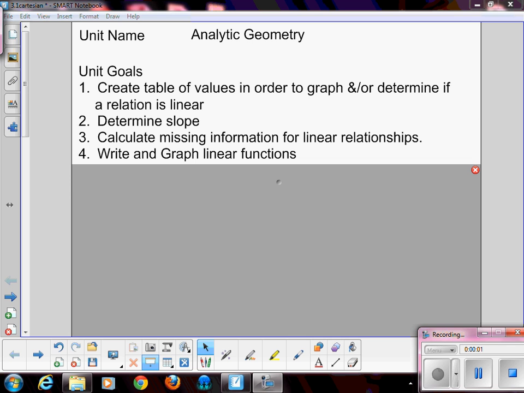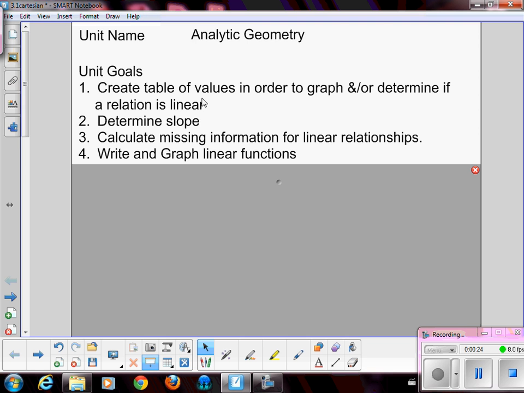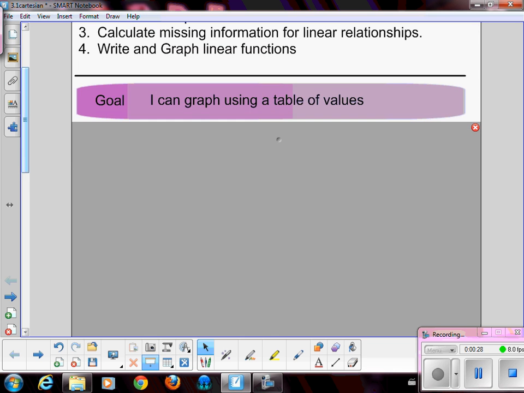This is Unit 3 and it's called Analytic Geometry. Our goals for this unit are to create a table of values in order to graph and/or determine if a relationship is linear, determine a slope, calculate missing information for linear relationships, and write and graph linear functions. Today specifically, what we're working on is: I can graph using a table of values.